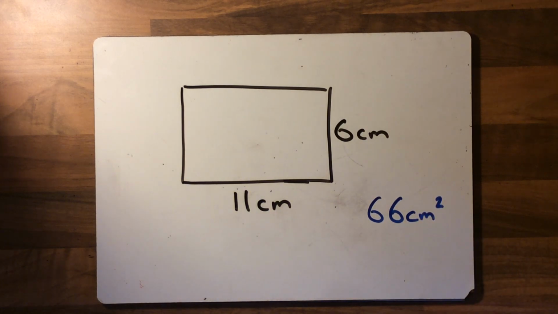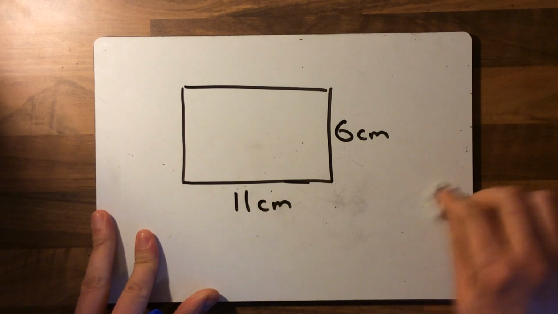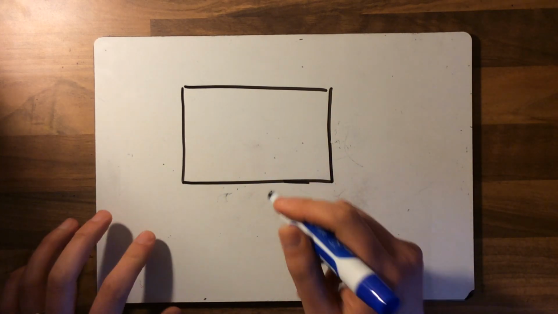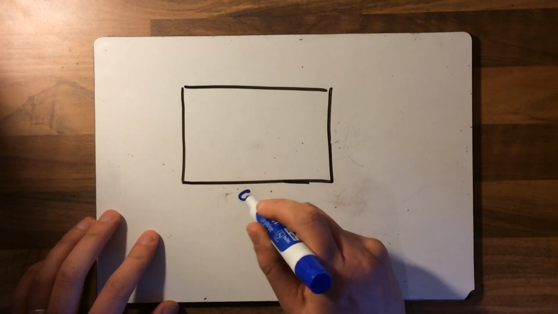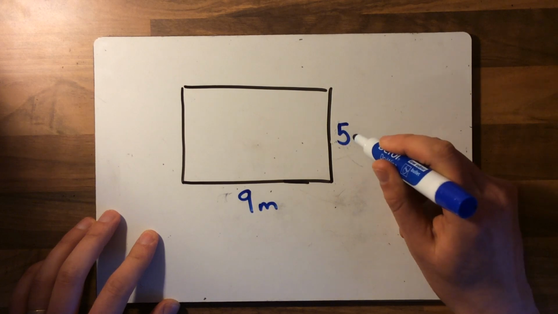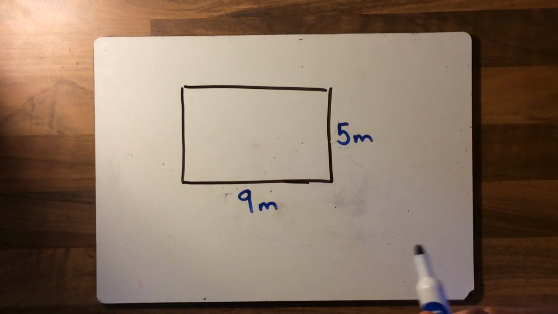Okay, so could you have a go at this one for me, if this one was 9 metres and this one was 5 metres? You might have to pause the video there, or you might just want to write it down quickly. What area is this shape? Just a quick recap of what we did yesterday.